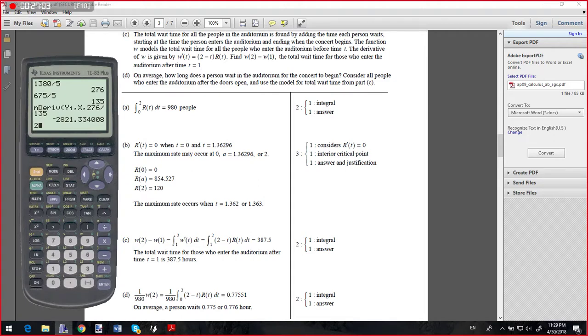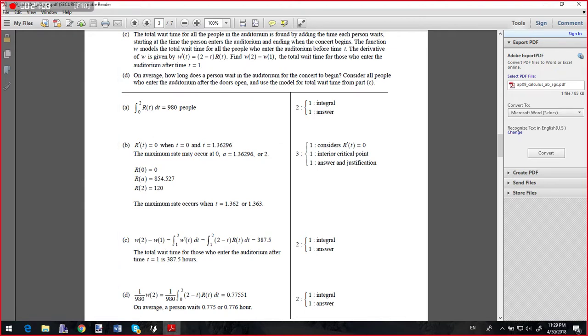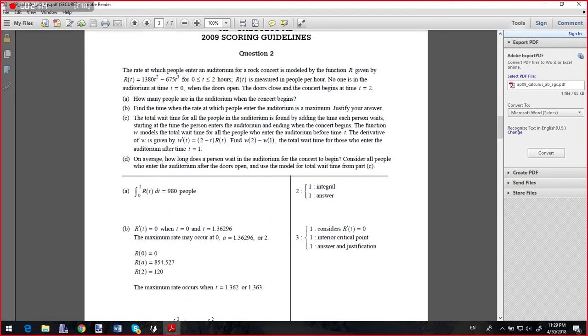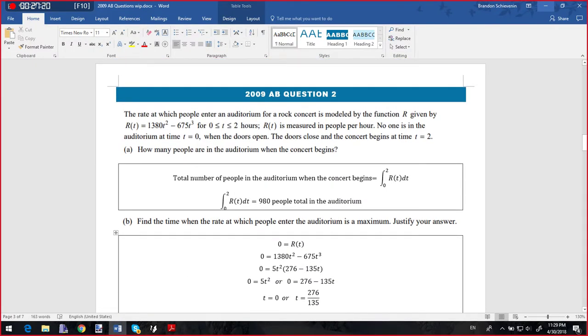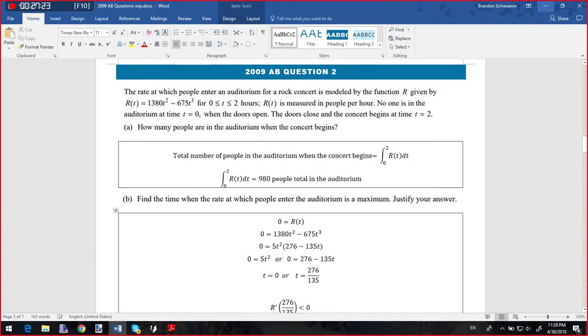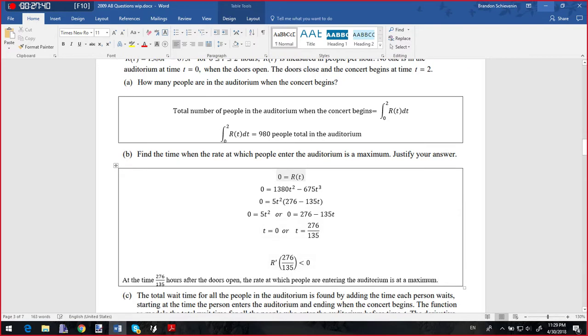1.36. 2.04. No. Okay. Uh-oh. Okay, so I made a mistake because I read this question wrong, actually. We're not looking at when the number of people in the auditorium is maximized. We're looking at when the rate at which people enter is maximized. So that actually means I want to maximize R of t, not maximize the number of people. So if I want to maximize R of t, then I need to set the slope of R of t equal to 0.